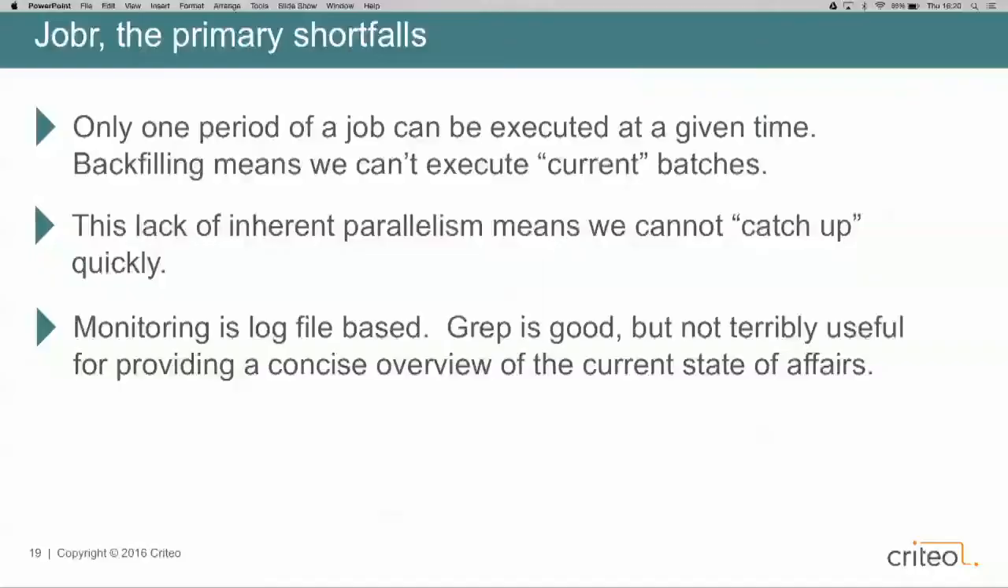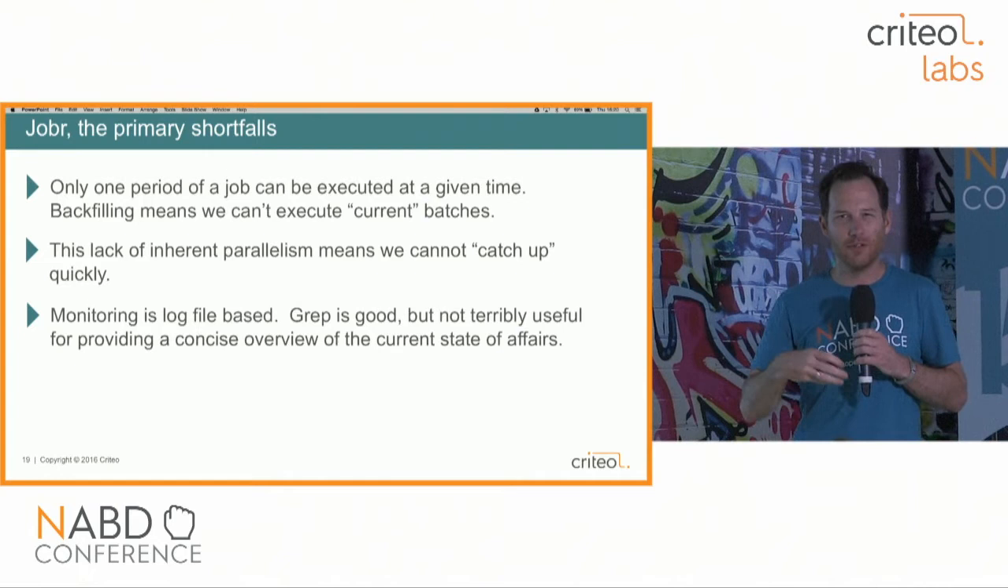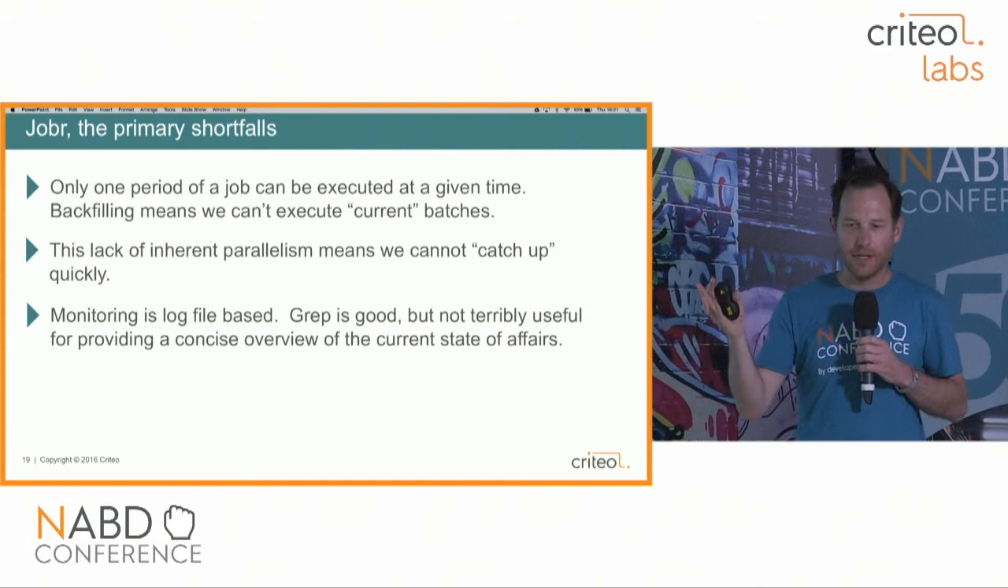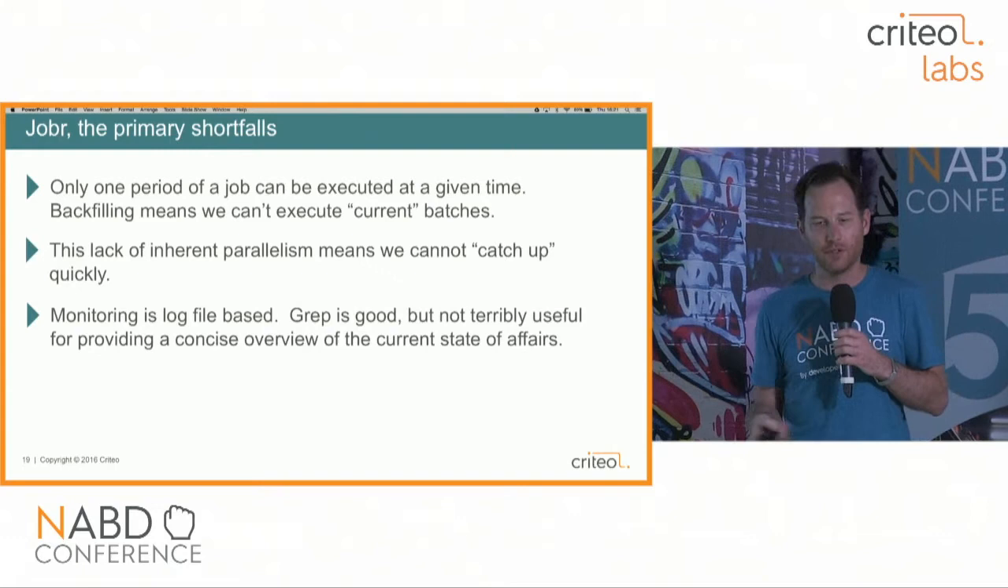So what are the shortfalls of this implementation? Only one period of a job can be executed at a given time. This was before we started thinking about time series and intervals as first class notions in what we were doing. So the job has a period defined, and it looks in the state database. Get next period is a function, and that just gets the next period, and it executes that.